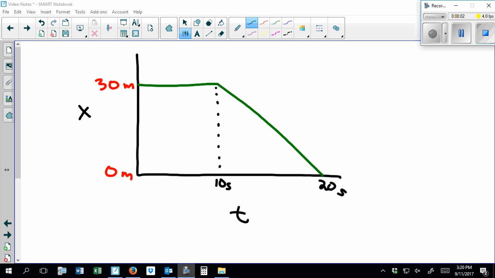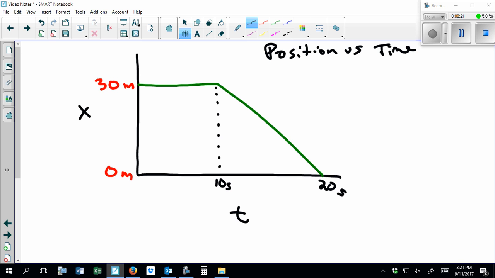All right, ladies and gentlemen, so one of the types of graphs that we will involve ourselves with is a position versus time graph. So this is position versus time. And this is a graph that shows you where an object is at any point in time.